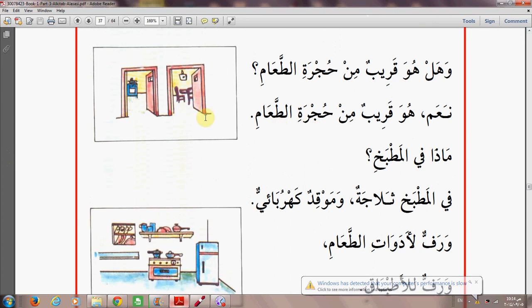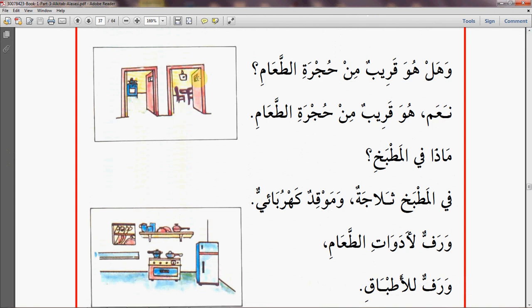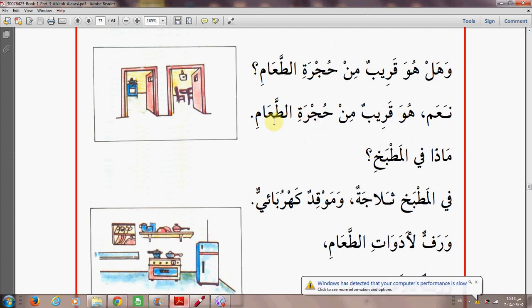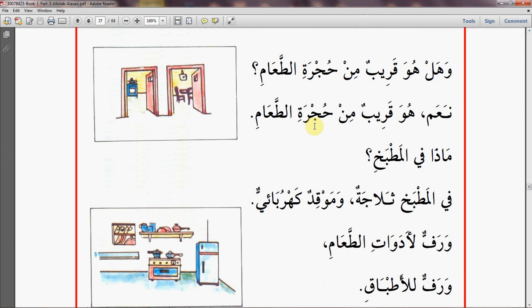Now حجرة الطعام. المطبخ is masculine. Now is حجرة الطعام masculine or feminine? Look carefully at the end of the word. It is a تاء مربوطة. So this is feminine. So when I want to use a pronoun, I say هي regarding حجرة الطعام. So I use هو for المطبخ and هي for حجرة الطعام because حجرة الطعام is feminine. How do I know that this is feminine? Because of the تاء مربوطة at the end. حجرة room is feminine. Okay?